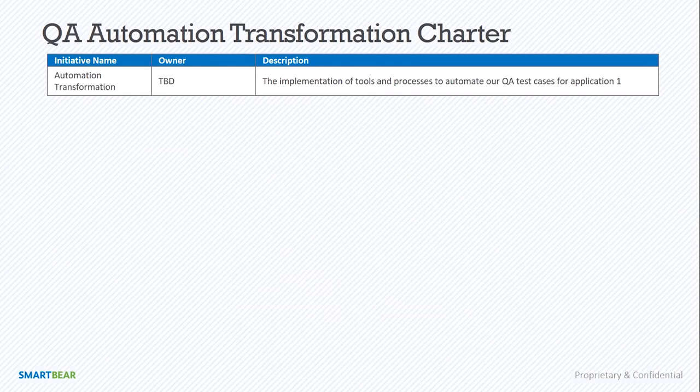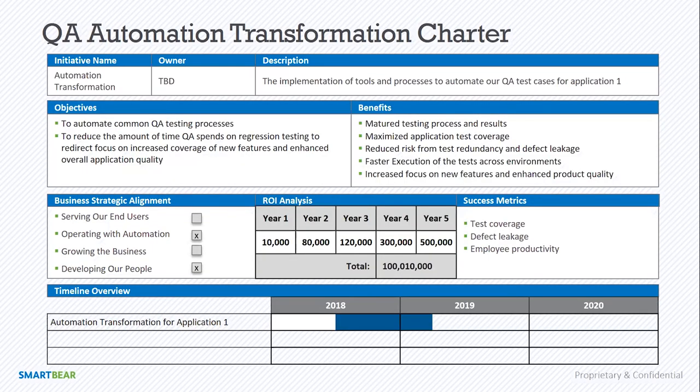So let's say you take one initiative name and you want to see the value that you get from that one initiative. You can have a charter for each one of these initiatives if you really wanted to deep dive and express or share that executive summary with the rest of your team or with your executives or leadership or your manager to really show how this can improve your organization. So here you'll see various areas, whether it's the objectives and the benefits or business strategic alignment, but also an ROI analysis that you could see for just maybe that one initiative or success metrics that you want to take a look at or improve for that one initiative. So there are ways to show value in bite-sized pieces.